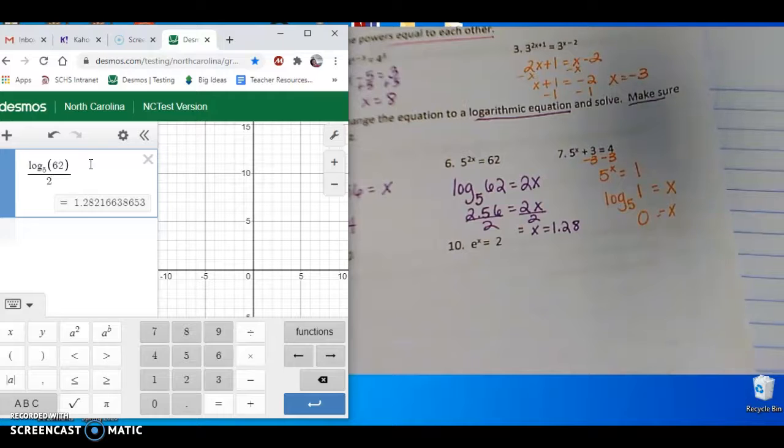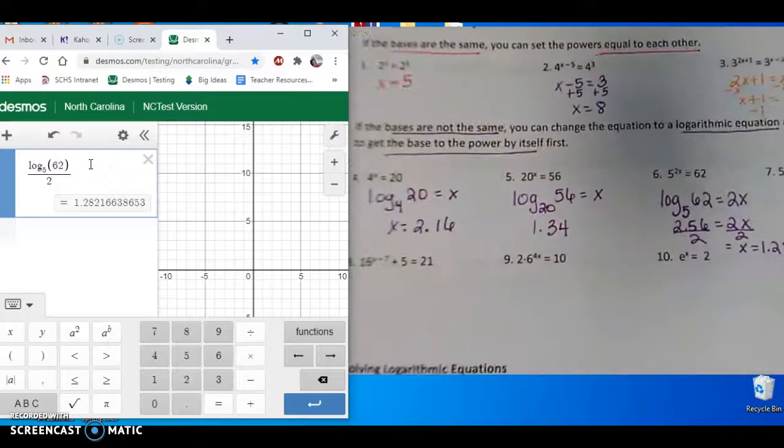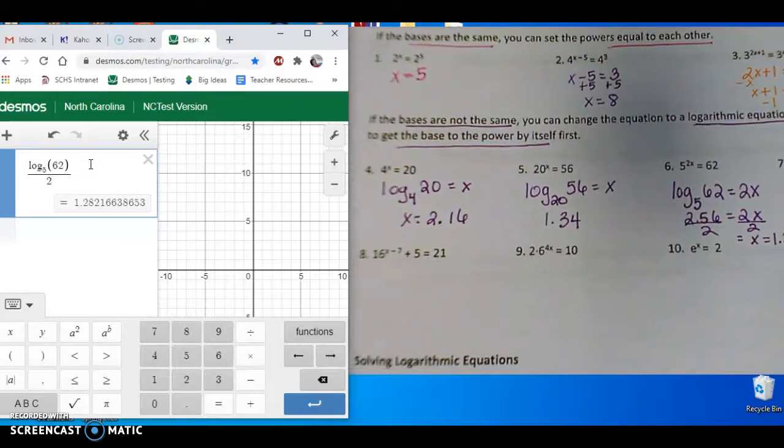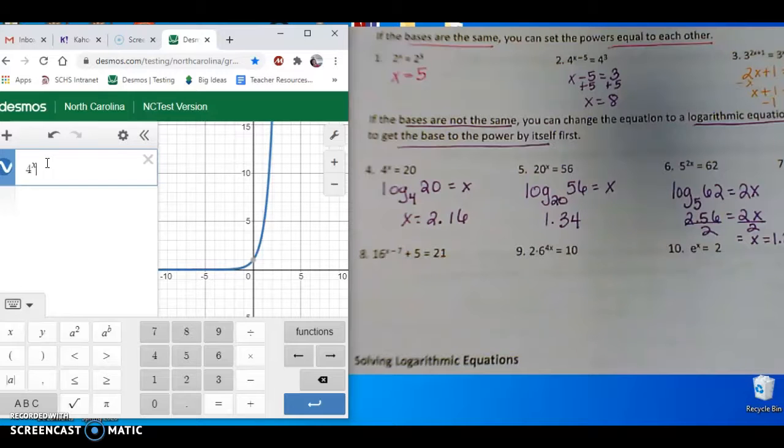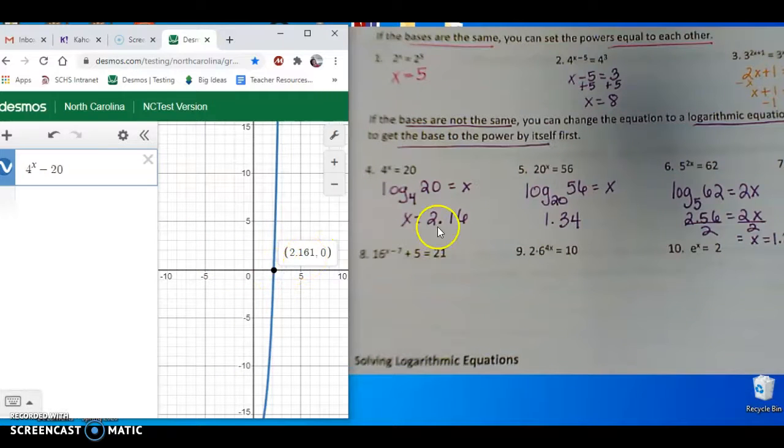Now, before I show you these last 3, I just want to show you real quick, if you wanted to not solve them and just put them in Desmos totally, what you would do, like on number 4, you would put 4 to the x, get everything equal to 0, so subtract 20, and this is kind of like what we've done before. Find the zeros, 2.16, that was our answer.